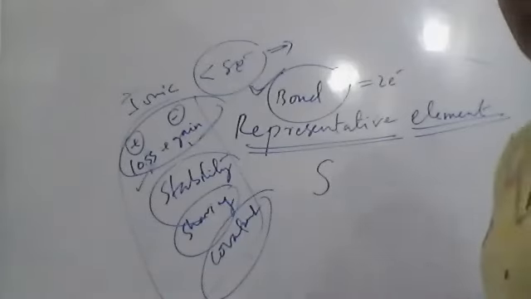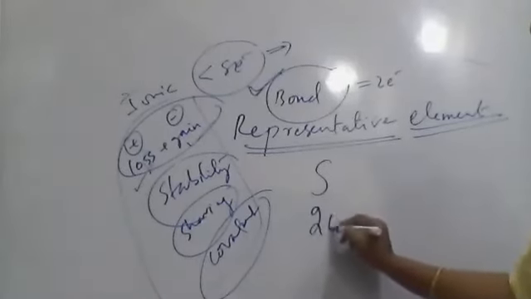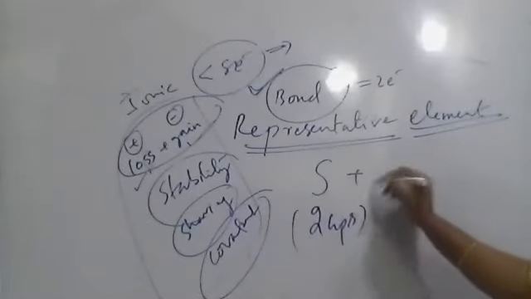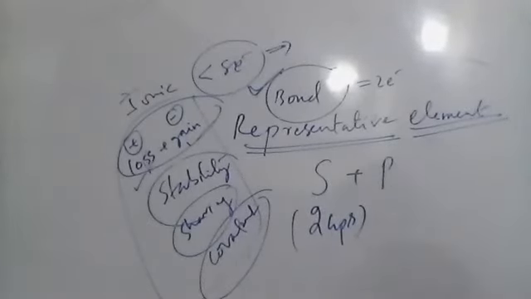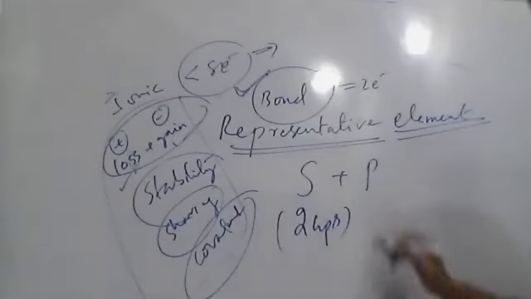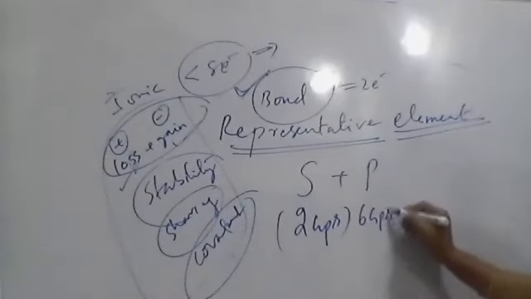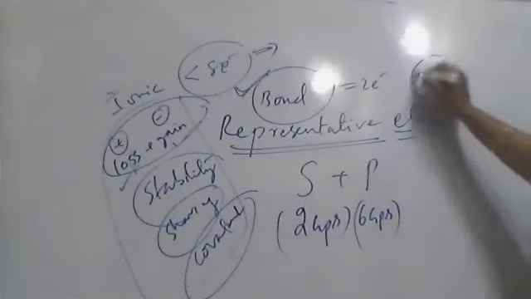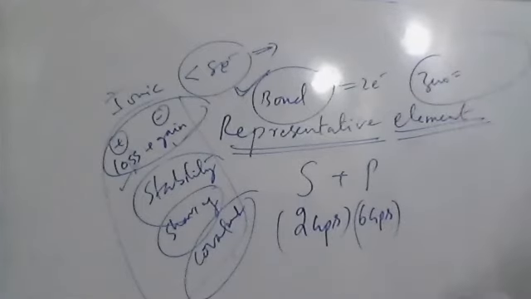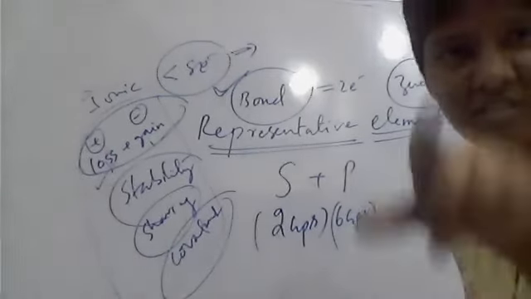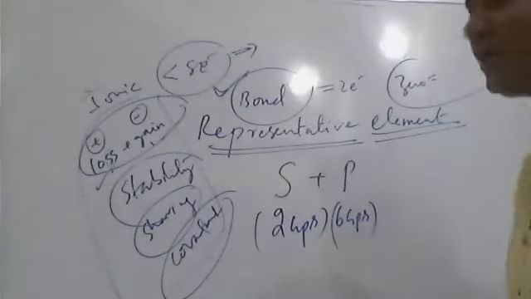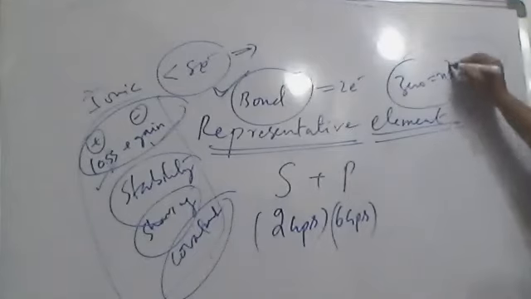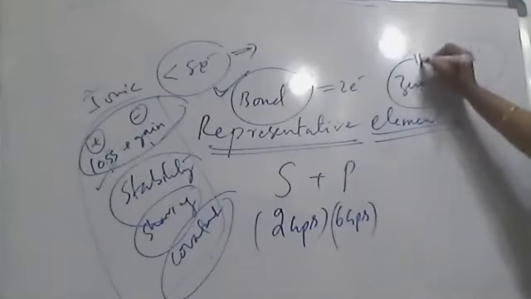Now tell me, how many S block groups? Two groups are there. And P block elements. Now tell me, how many groups in the P block? 6. So if you combine the S and P block, how many total groups are there? 8 groups. But remember, here there is a group. What is that? 8th group or 0 group. Why is this called 0 group? Because their chemical bond formation tendency is 0. They cannot form a bond because of 8 electrons, ns2 np6, except helium.